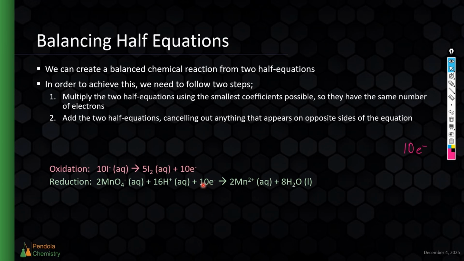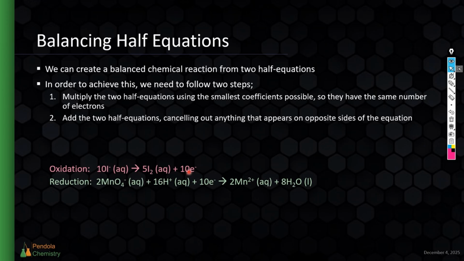Now that the electrons match, that we have the same number of electrons being given up by the oxidation and fed into the reduction for the reduction to take place, now that those two numbers match, we can do the second step, which is to add the two half equations, canceling out anything that appears on opposite sides of the equation. So this is kind of like math when you're combining two equations. If things appear on the same side of the equal sign, you add them up. If they appear on opposite sides, you cancel them out. It's the same thing here.